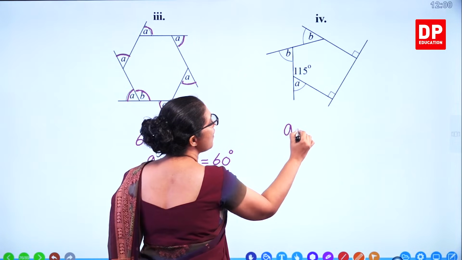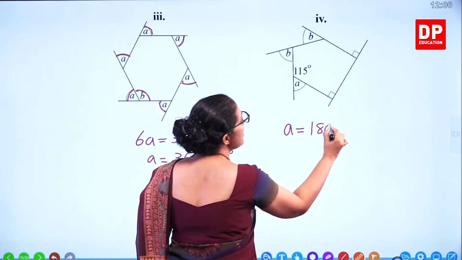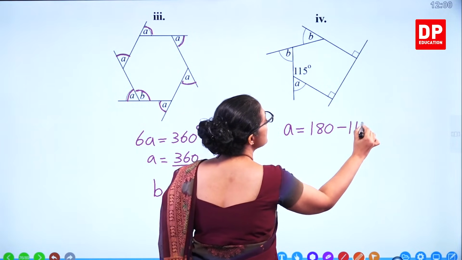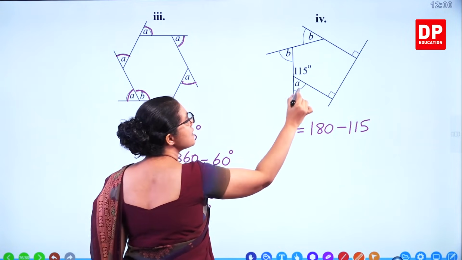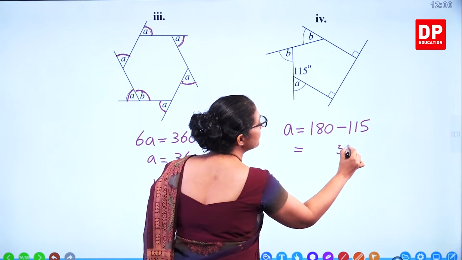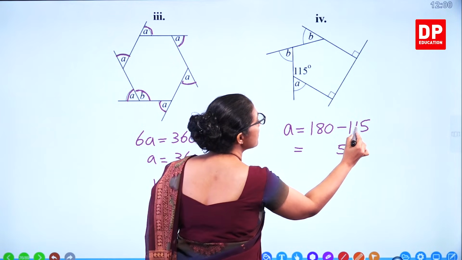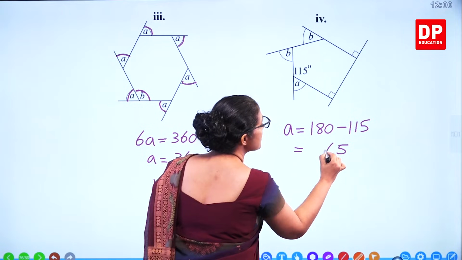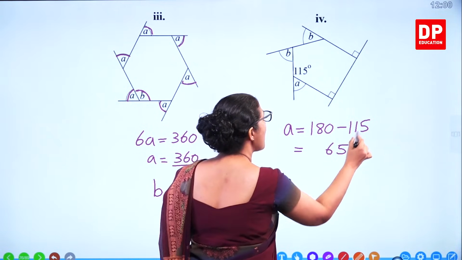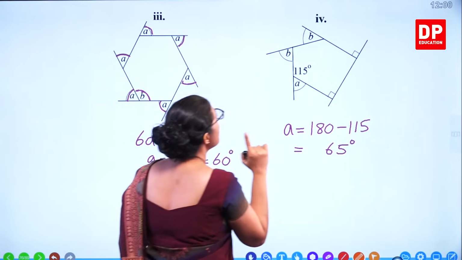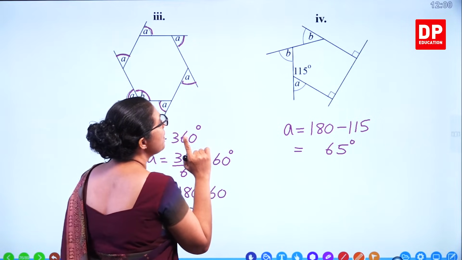What about this one? Straight away you can find A. 180 minus 150, because this is a straight angle. That's 30. A is 30. Now we'll find B.